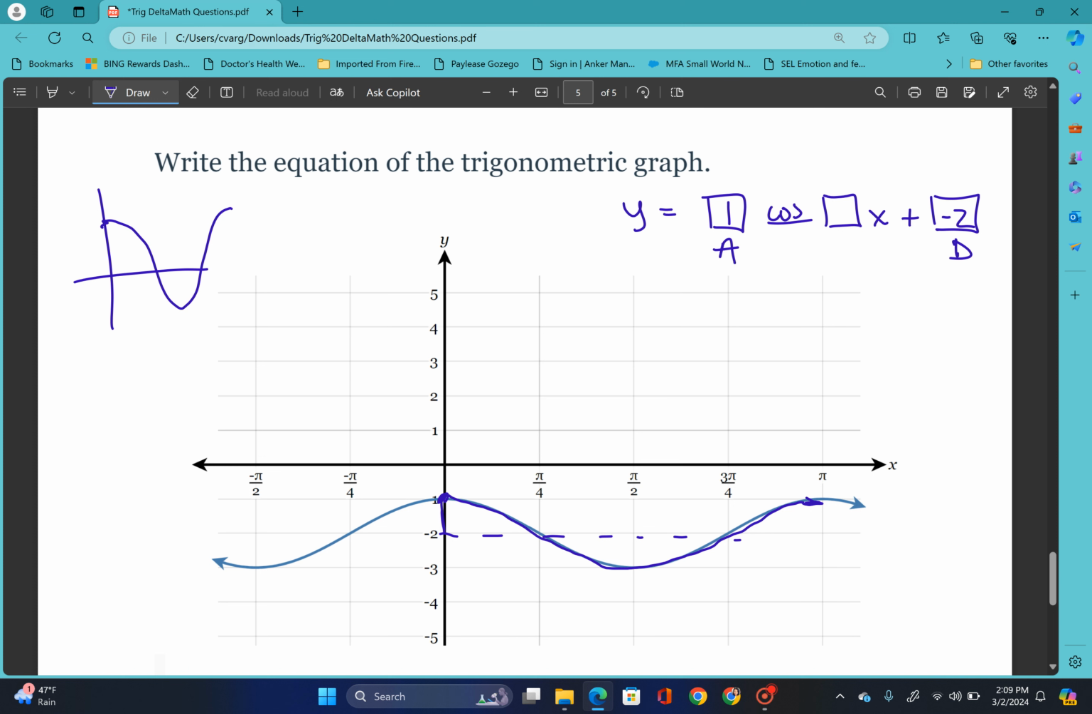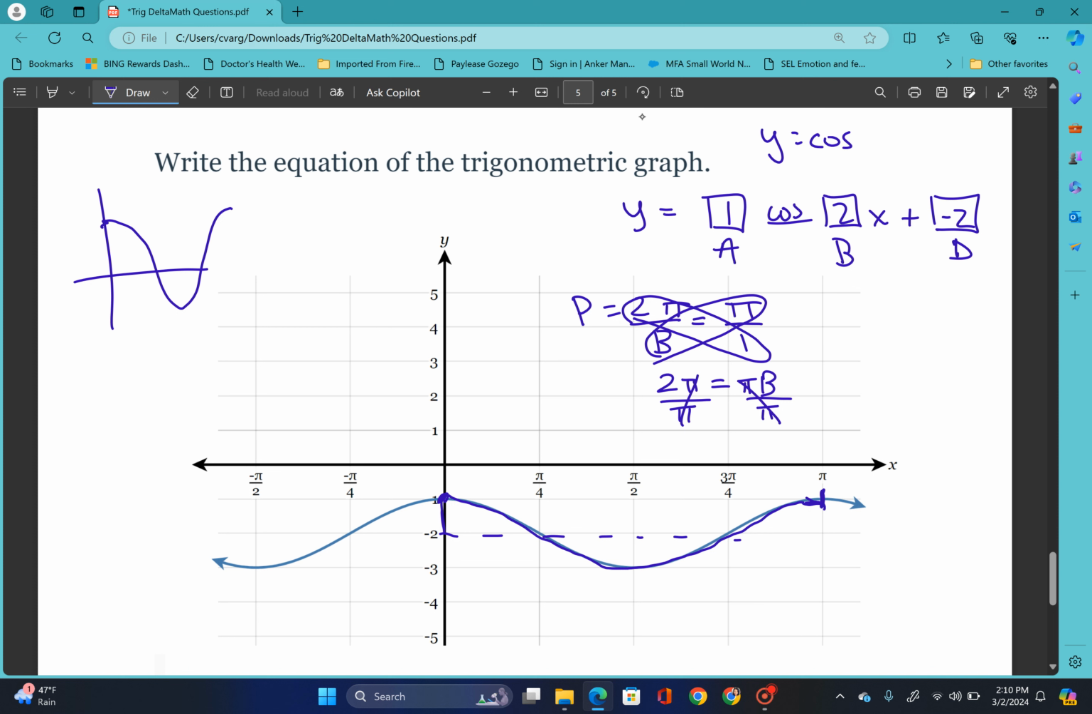And how long does it take to make our period, right? How long does it take to make a full cycle? Stops right there. So that's at pi. So I have period is equal to 2 pi over b is equal to pi. There's no number, you put a 1. We're going to cross multiply here. 2 pi times 1 is 2 pi is equal to pi times b is pi b. Divide pi by both sides. So b is equal to 2. So our answer is going to be y equals, you don't need the 1, cosine 2x plus negative is the same thing as minus 2.